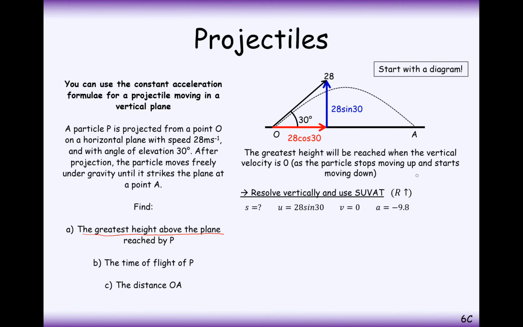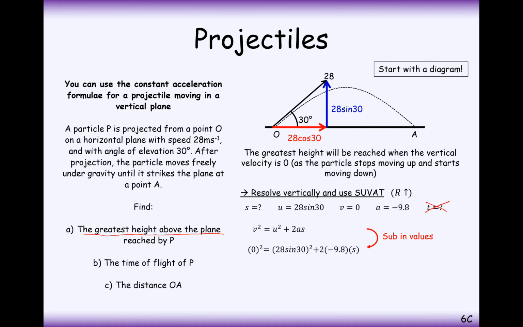Why is it now suddenly going downwards? Well, because it's gravity, it's acting downwards. The acceleration for this particle here is going to be in the downward direction. And we're not interested in the time. So, given that we're not interested in the time, we're going to use a formula that links s, u, v and a together, and that's v squared equals u squared plus 2as.